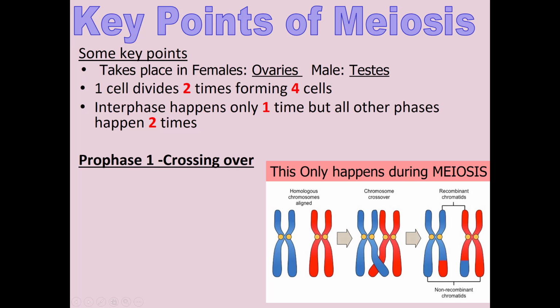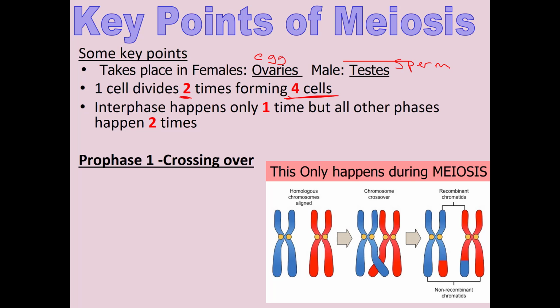Now, when we look at meiosis, there are some key points, 4 main key points essentially. First, it's going to be taking place in 2 different spots. If you are a female, it's going to be taking place in the ovaries because we are creating an egg cell. In males, it will happen in the testes because, again, we are creating a sperm cell. We are going to start off with 1 cell, and it's going to divide 2 times. And at the end, we will form 4 cells.